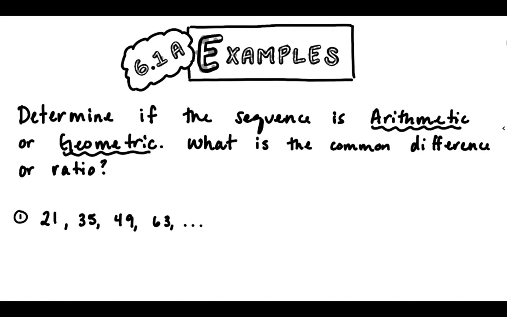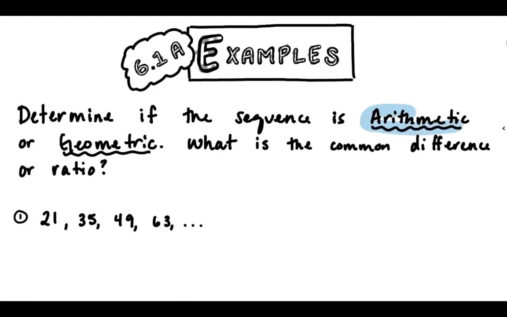So following up on our notes for 6.1a on sequences and our special sequences, arithmetic and geometric. For this video, we're going to do 4 quick sequences and determine whether they're arithmetic or geometric, and then find the common difference or ratio. Before we do that, let's remind ourselves what arithmetic and geometric sequences are.